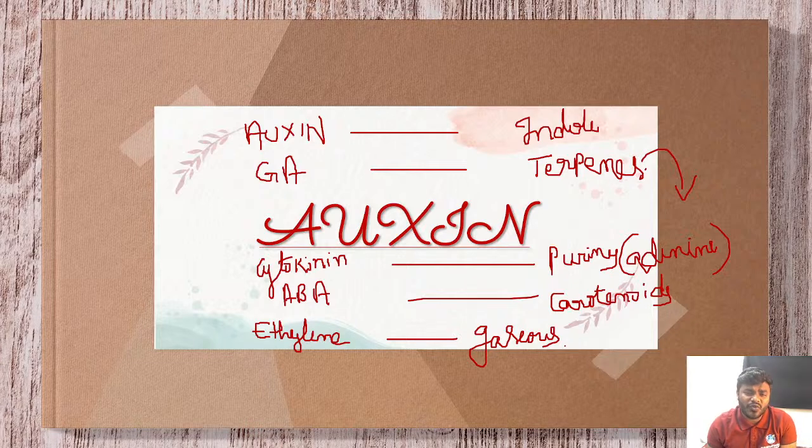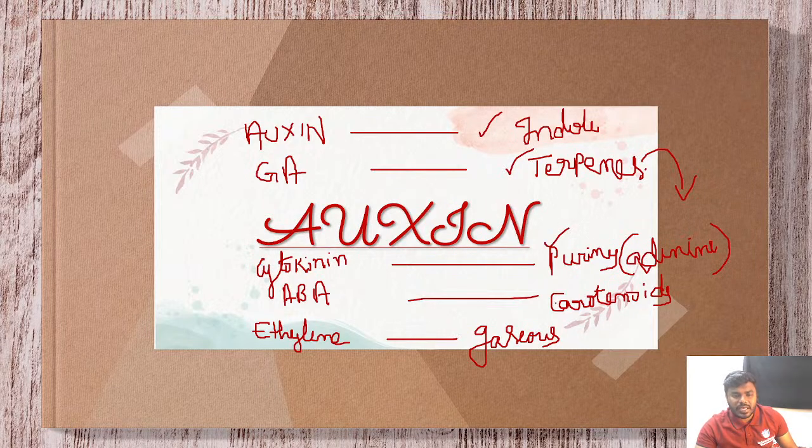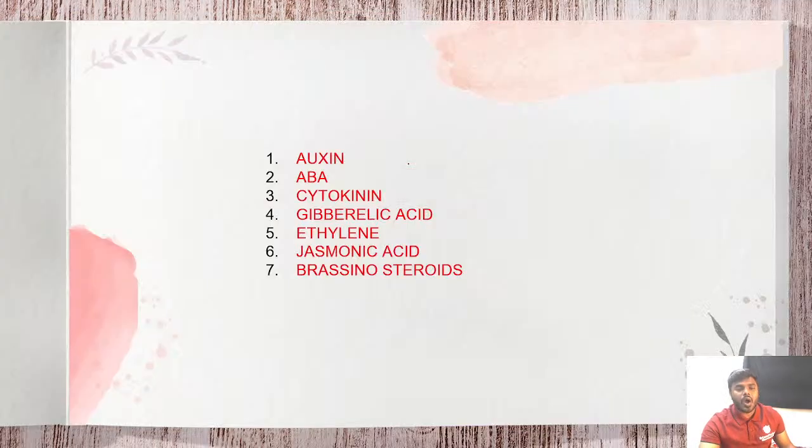It's very important, friends. You have to remember the derivatives. Here you need no kind of intelligence. You have to just remember it for a long time. That's all. So auxin is derived from indole, gibberellic acid from terpenes, cytokinin from purines, abscisic acid from carotenoids, and ethylene is a gaseous hormone. Simple point. Now friends, let's start with the hormones one by one elaborately. So let's start with the first hormone, auxin.